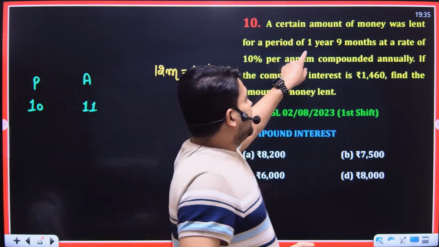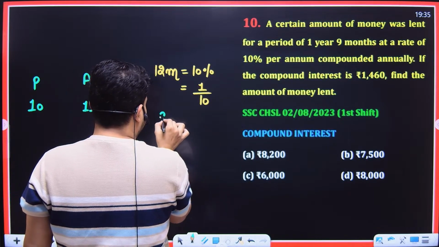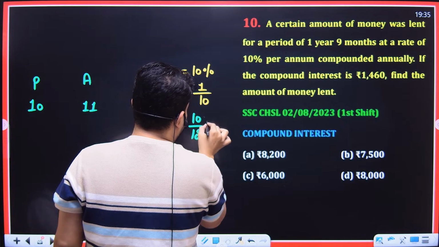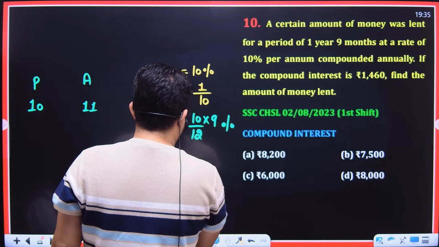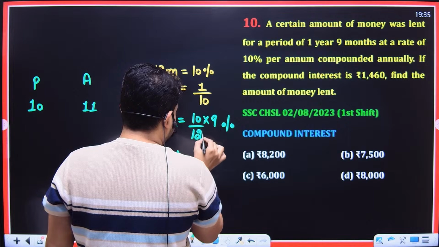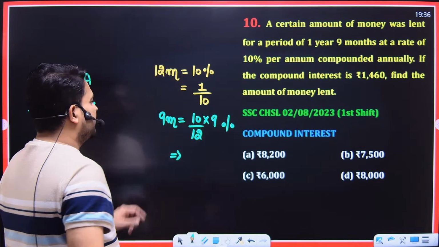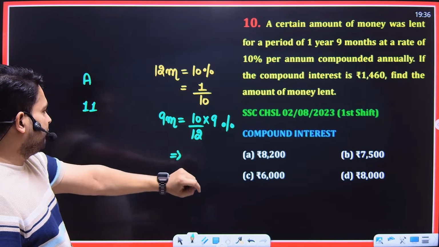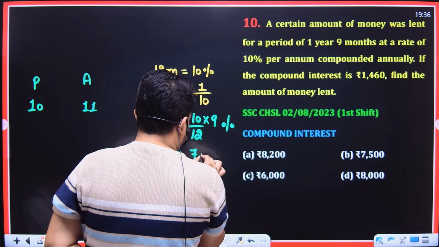But now I have 1 year 9 months. So the 12-month interest is 10%. The 9-month interest is equal to 10 upon 12 into 9. This one is my rate for 9 months. If I want to calculate the fraction, then I have to divide it by 100. If I simplify it, 3 times 3 and 3 times 4, 3 times 3 is 90 by 12. 90 by 12 means 30 by 4, 15 by 2. It means it is 7.5%.